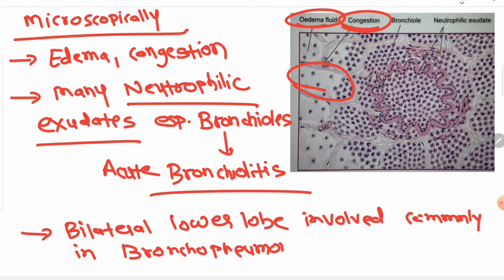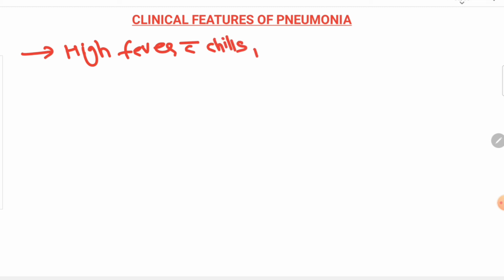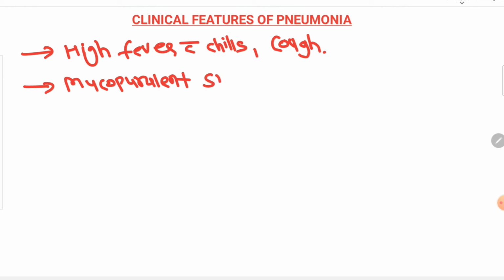So that was all about the morphology of pneumonia. Now let's discuss some aspects of the clinical features of pneumonia. As it is acute inflammation of the lung parenchyma, the patient has a high degree of fever with chills. The patient can have cough with expectoration. The patient can have mucopurulent sputum expectoration. Sputum could contain mucus or pus.